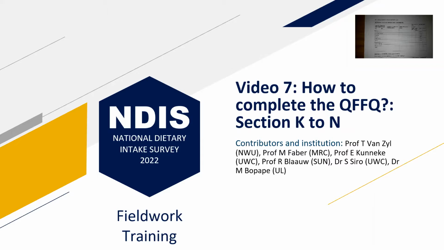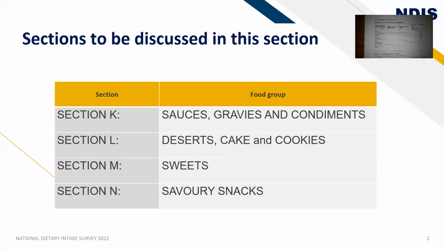Here we are looking at how to complete the QFFQ sections K to N. I am still Tasha van Sail presenting the training. So the sections that we are going to look at would be on sauces, gravies, condiments, desserts, cakes and cookies, sweets and savory snacks. So all the nice things to eat.